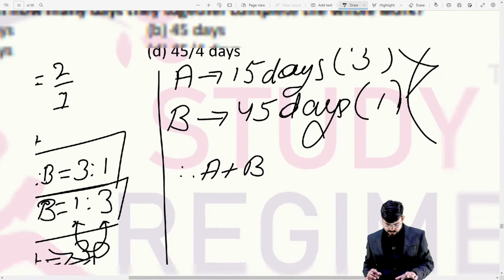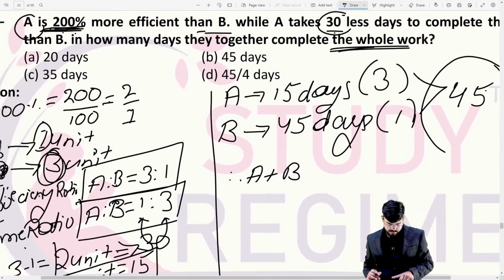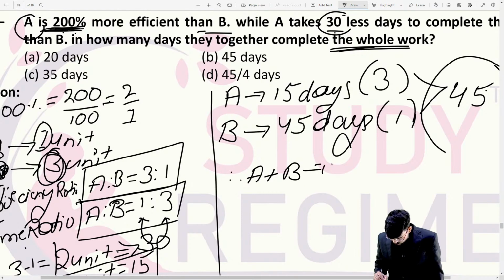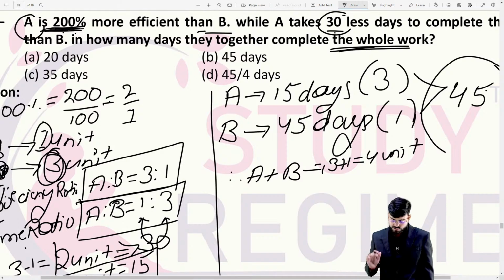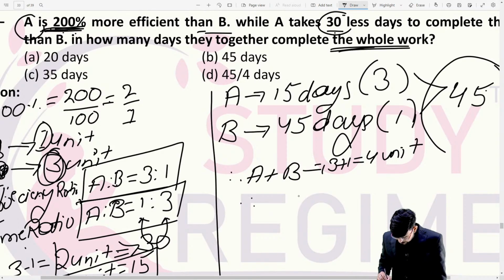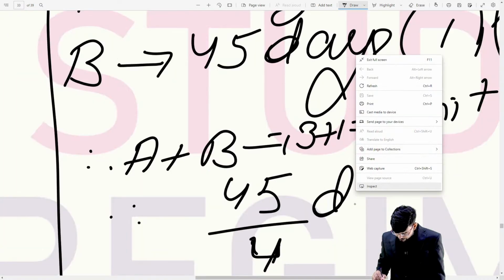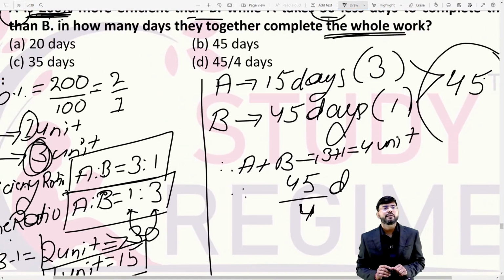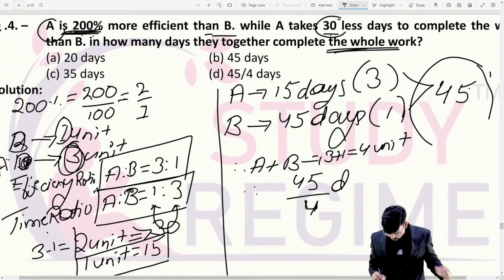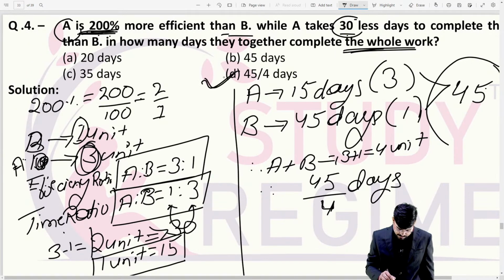Now if A and B are working together, the quantity of units they will do together is 3 plus 1, which is equal to 4 units of work. They will be doing 4 units of work in a day. Therefore, the number of days required will be: 45 is the total amount of work they need to do, and they are doing 4 units of work in a day. So your answer will be 45 by 4 days. So your option D will be correct in this question.